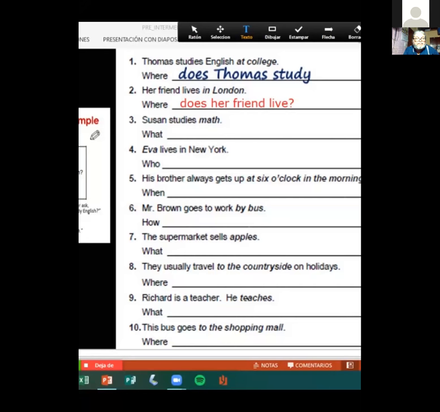Did you finish, people? No, falta. What number are you? Nine. Sí. Teacher. Por el nine. Country, City, en el campo. Ellos usualmente viajan al campo en vacaciones. Entonces, ¿dónde viajan ellos? Entonces sería, ¿dónde viajan? Okay. See you later.